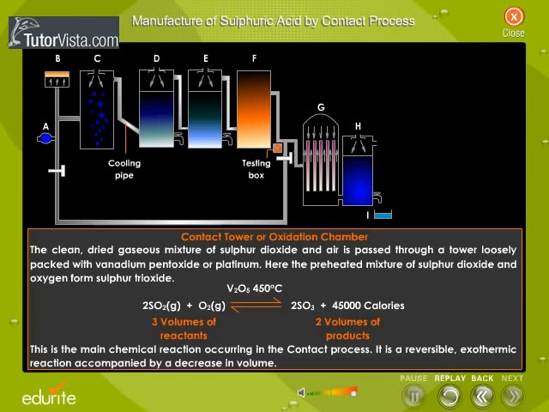This is the main chemical reaction occurring in the contact process. It is a reversible exothermic reaction accompanied by a decrease in volume.